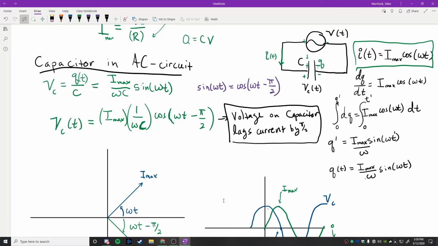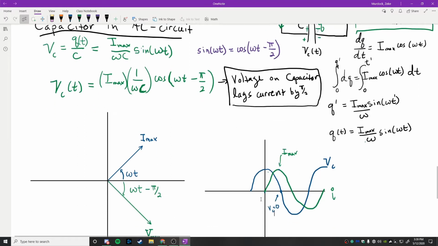Yeah, that's a good way of putting it, Quincy. The current is already flowing, but the charges are just collecting on the capacitor, exactly. And what happens to the current as the charges build up on the capacitor? Well, when the charges start to build up on the capacitor, like once you get to, for example, here, when you're at your maximum voltage, that's also the maximum charge, right? It's max voltage and max charge at the same time, right?